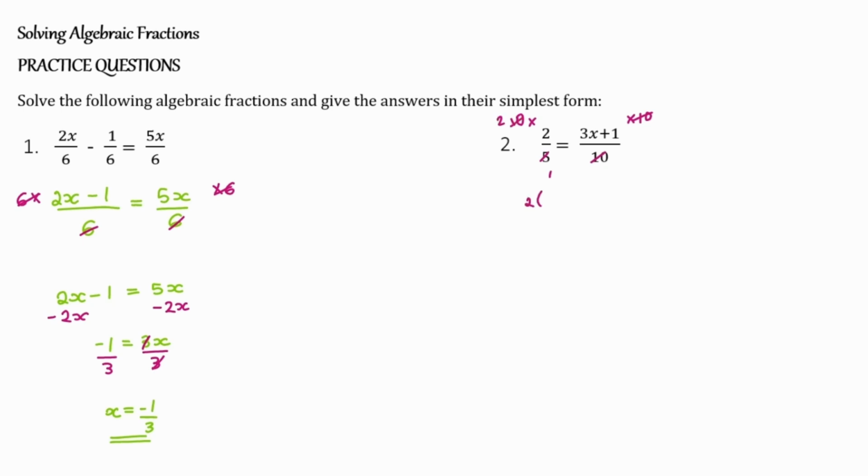And we can now rewrite this as 2 times 2 is equal to 3x plus 1. 2 times 2 is 4, so we can write 4 is equal to 3x plus 1. And if we minus 1 on both sides, we will have 3 is equal to 3x. And if we now divide both sides by 3, we will have 1 is equal to x, which is the same as x is equal to 1.